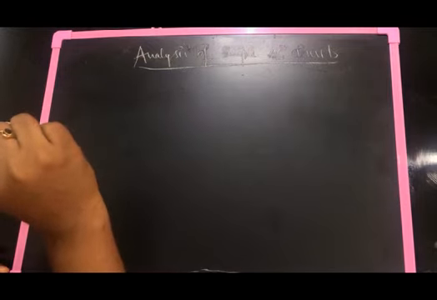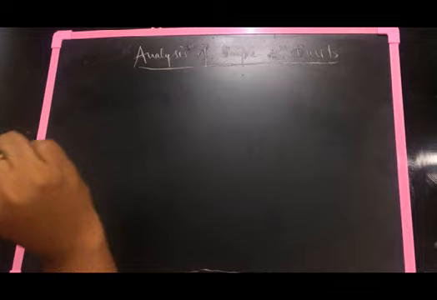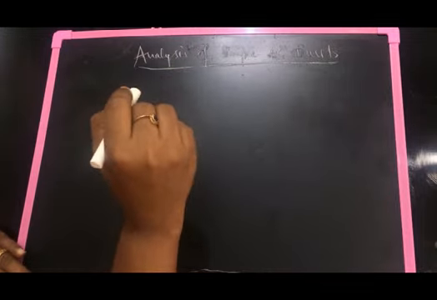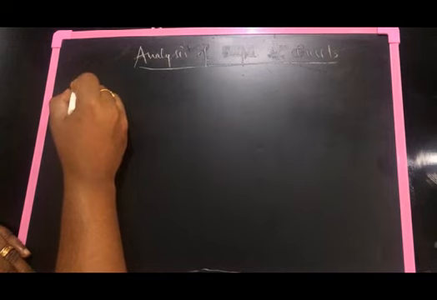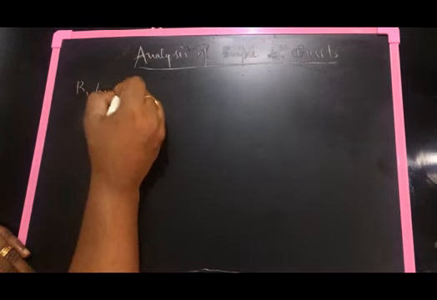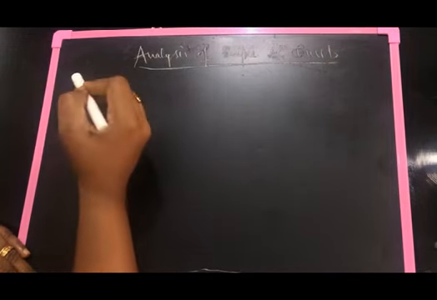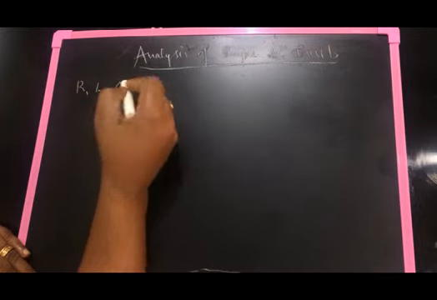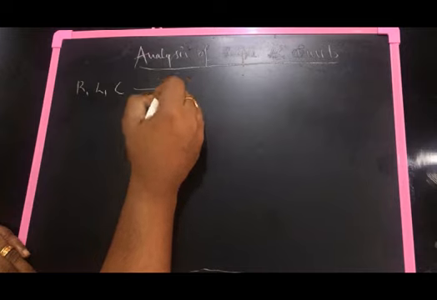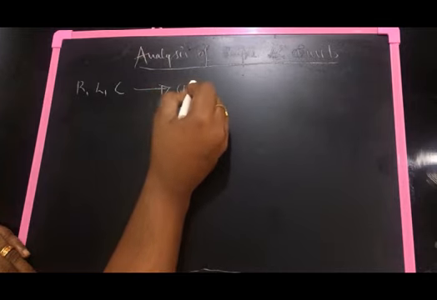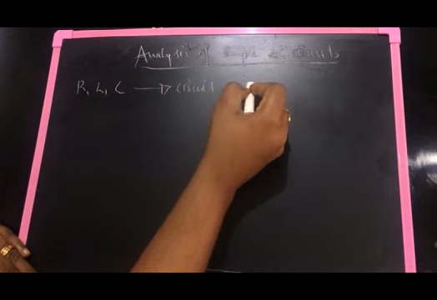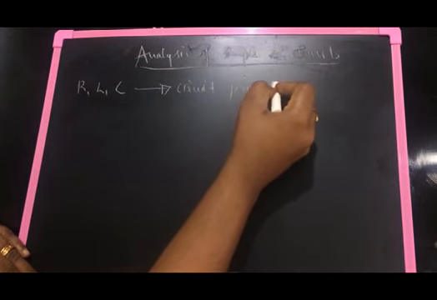So let's check today's topic: analysis of simple AC circuit. What is meant by an AC circuit? Every electrical circuit is a combination of R, L and C. What is R, L and C? R stands for resistance, L for inductance and C for capacitance, and these parameters are called circuit parameters.